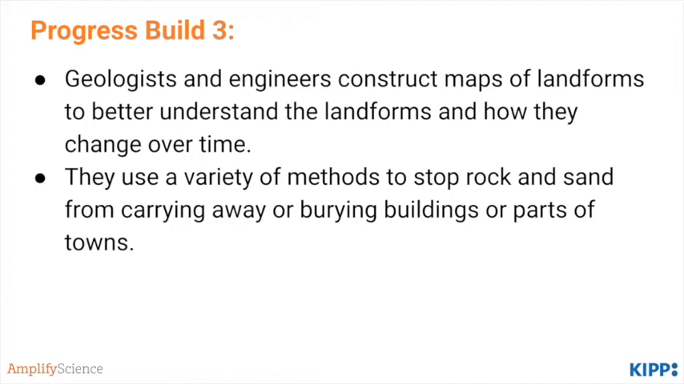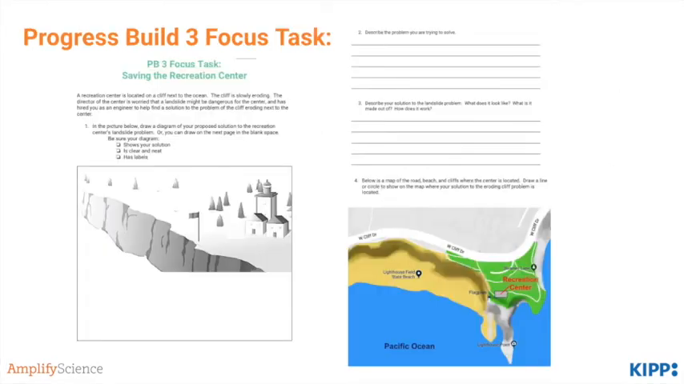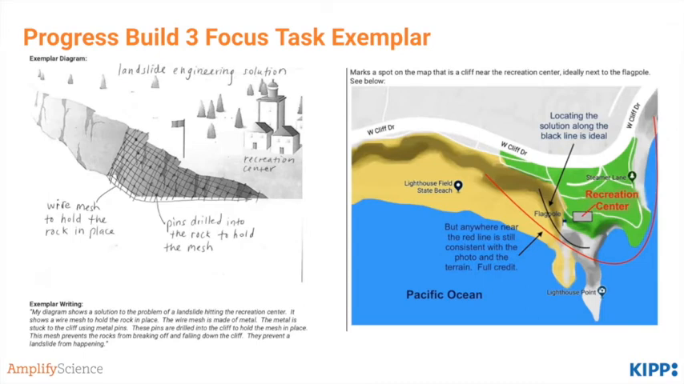Geologists and engineers construct maps of landforms to better understand the landforms and how they change over time. They use a variety of methods to stop rock and sand from carrying away or burying buildings or parts of towns. All this leads up to the Progress Build 3 focus task, saving the recreation center. Now that we've determined that landslides are a potential hazard for the recreation center, students' job is to design an engineering solution to help prevent a landslide. Go ahead and take a few minutes to complete this task and then check back here.